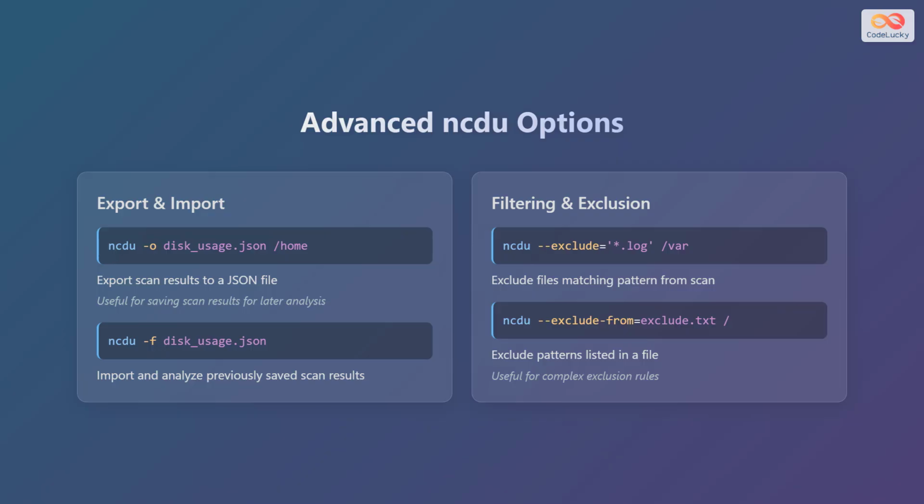To import and analyze previously saved scan results, use the command ncdu -f disk_usage.json. To exclude files matching a pattern from the scan, use the command ncdu --exclude=*.log /var. To exclude patterns listed in a file, use the command ncdu --exclude-from=exclude.txt /.